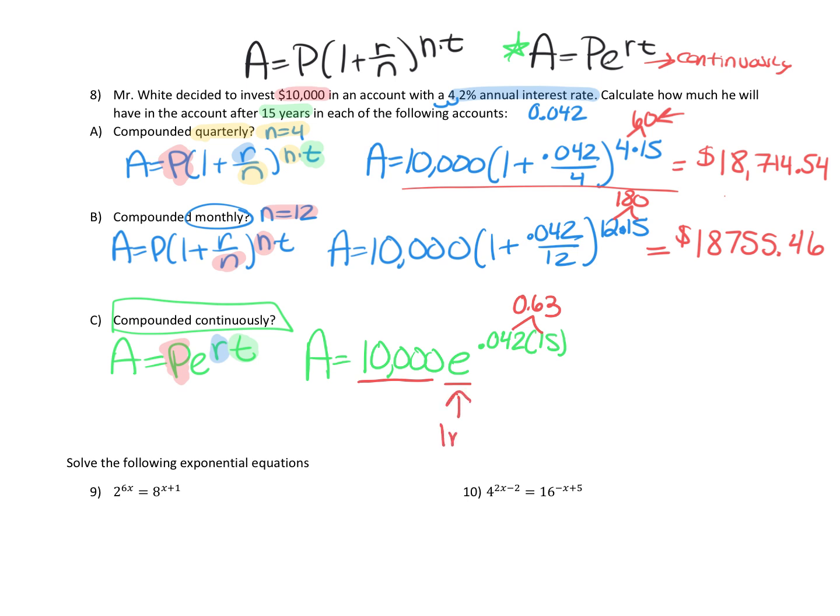To find e, you're going to look for your LN button, and so you're going to do your second or your shift and then your LN button. So 10,000 times e to the 0.63. And so $18,776.11.